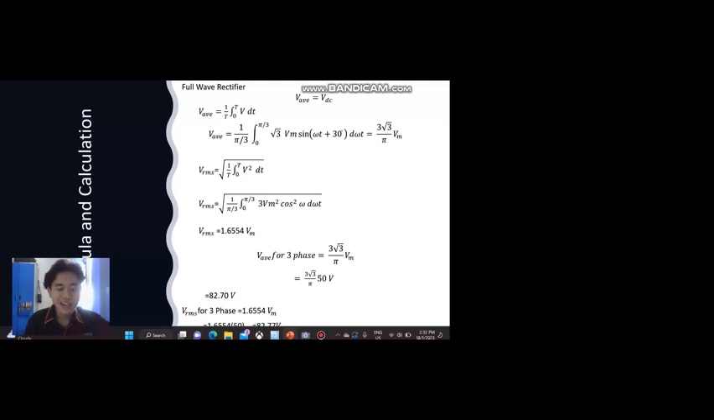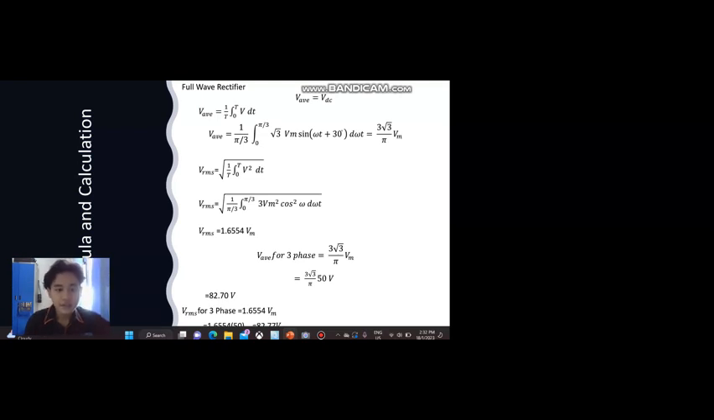This formula is used to find the V average value. For the information, V average is equal to VDC. So if we calculate V average, we can also obtain the VDC value.